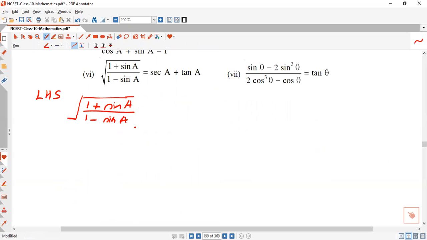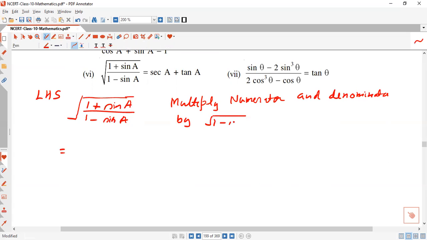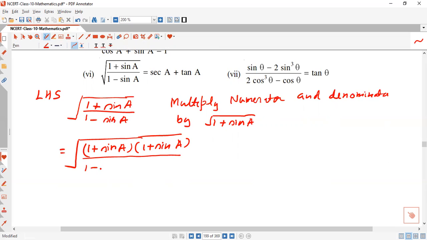Inside the square root, I multiply the numerator and denominator by the square root of 1 minus sin A. So it becomes the square root of 1 plus sin A, where 1 plus sin A is multiplied by 1 plus sin A, divided by 1 minus sin A.